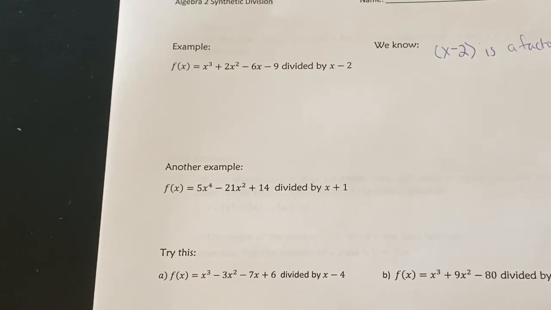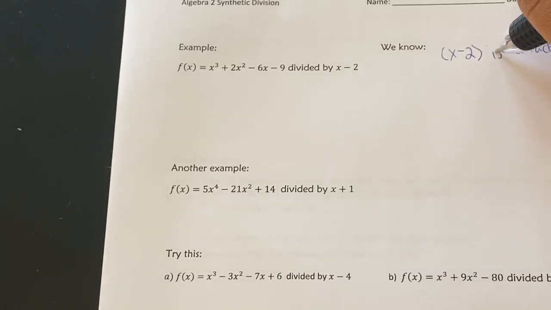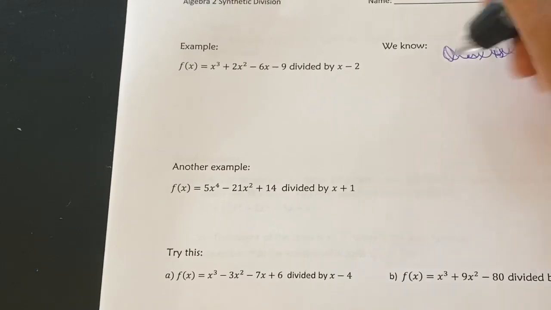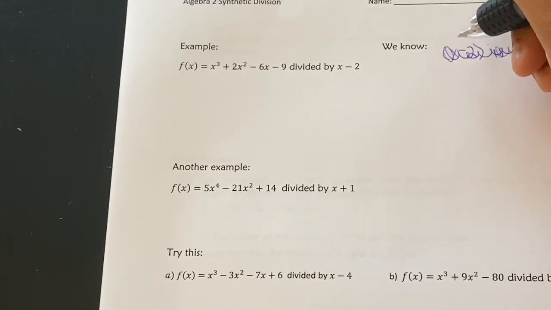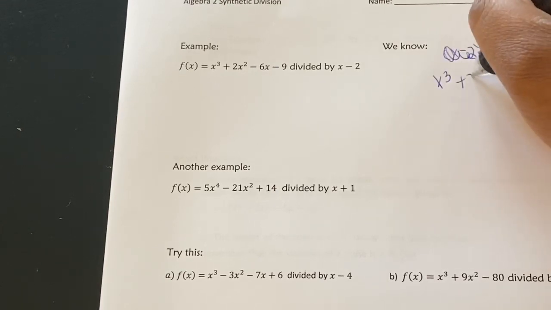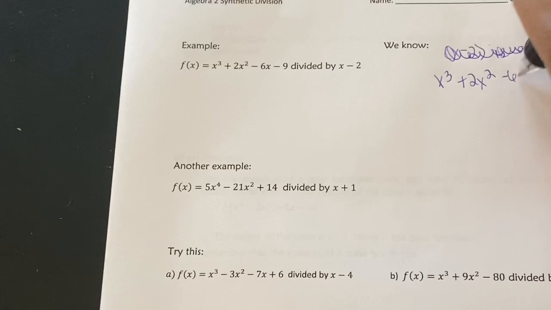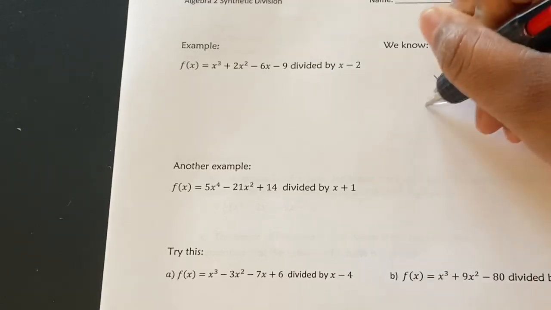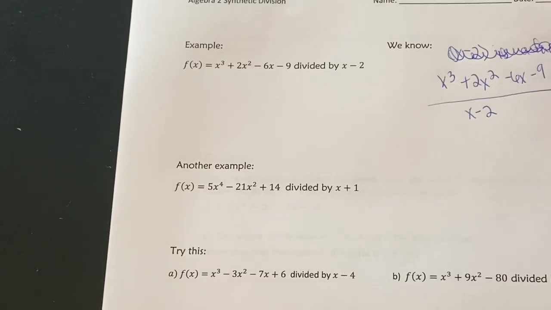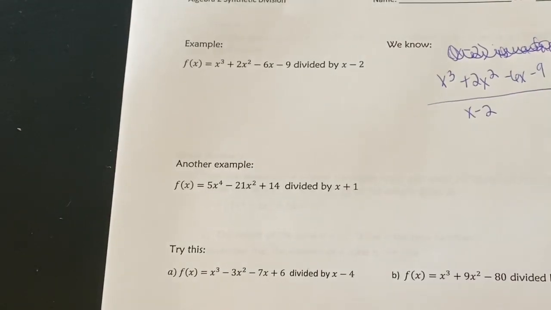Well, we don't always know x minus 2 is a factor. We're assuming x minus 2 is a factor, but we know x cubed plus 2x squared minus 6x minus 9 divided by x minus 2, and we're going to figure out what that equals.